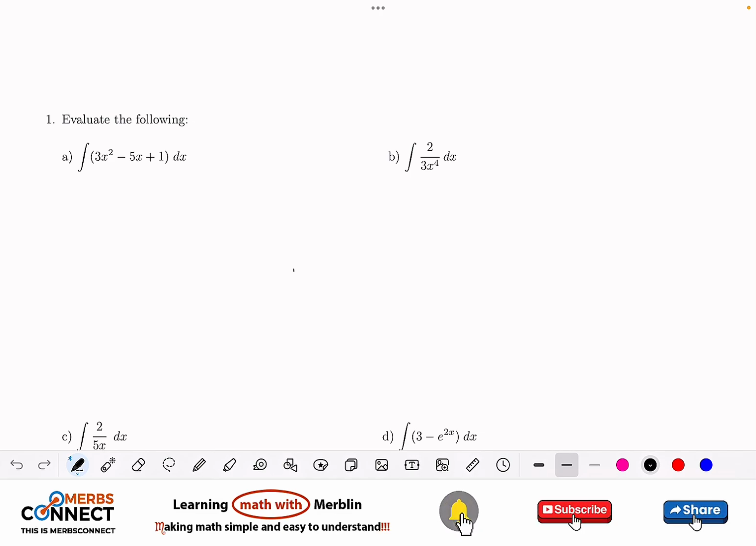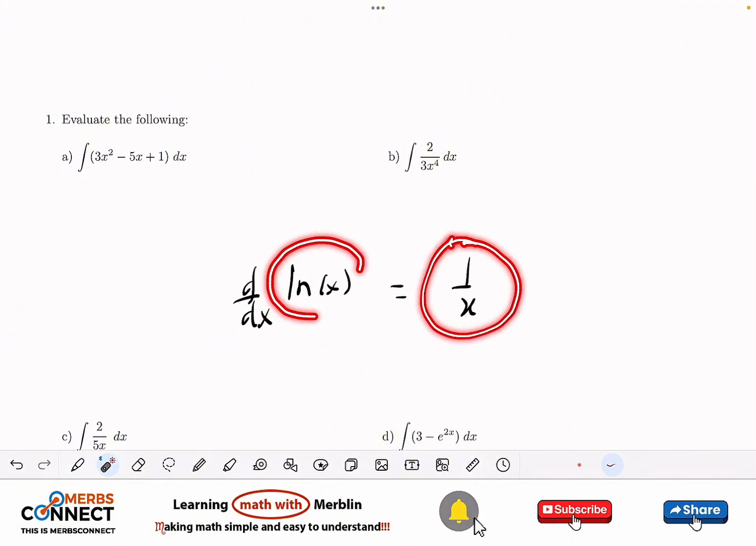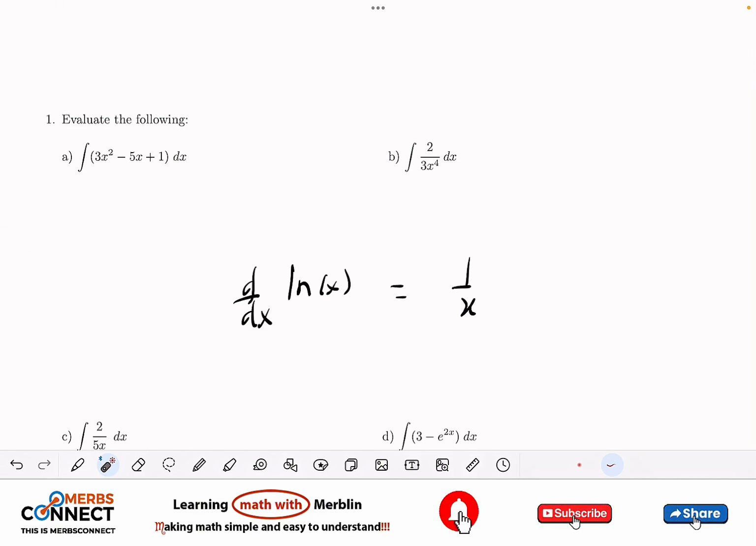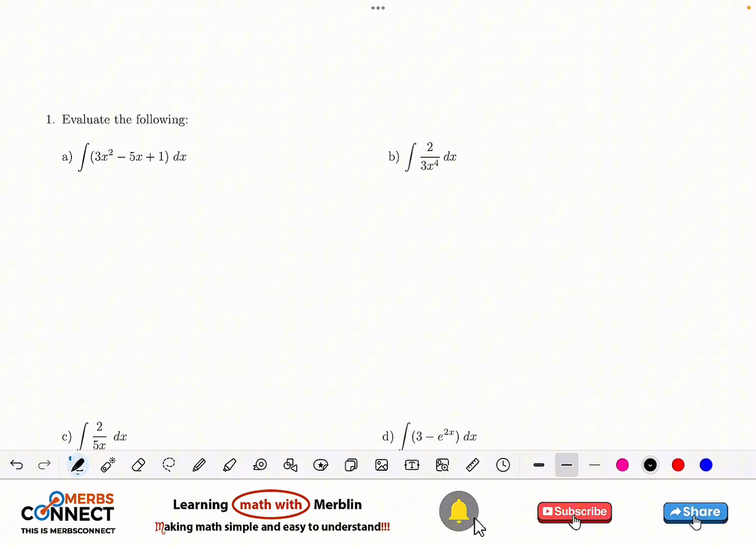Why? Because if I differentiate ln x, I know that I'm going to get 1 over x. So anytime I'm integrating 1 over x, then I need to get the function of what? Ln x. So that is the idea. The functions that we differentiated, when we integrate the results, we need to get back the functions that we differentiated.